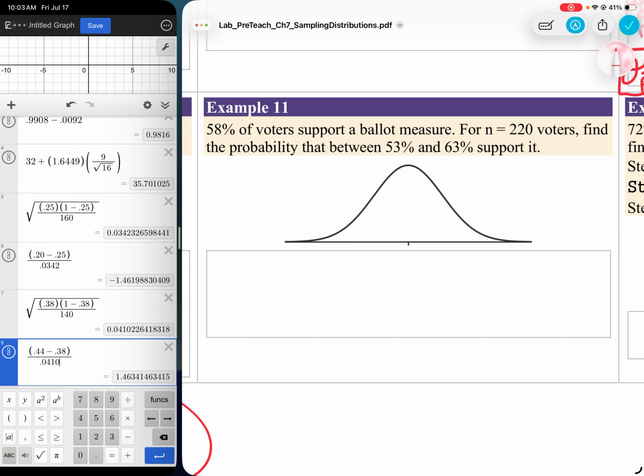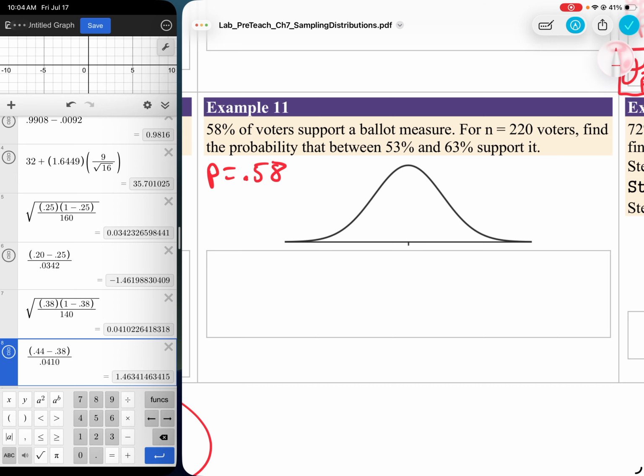Let's do one more example of doing a between probability when we're talking about population proportions. So let's say that 58% of voters support a ballot measure. That is what we think is true about all of the voters in Denver. So we believe that 0.58 are going to support a certain ballot measure in November.